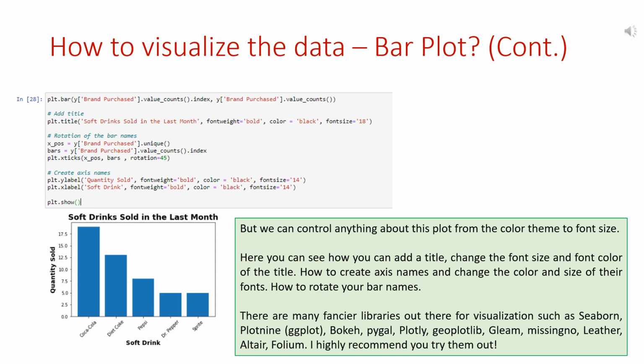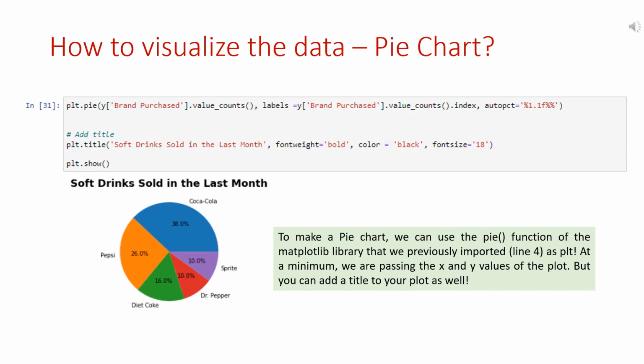There are many fancier libraries out there for visualization such as Seaborn, Plot9, ggplot, Bokeh, Pygal, Plotly, Geoplotlib, Gleam, Missingno, Leather, Altair, Folium. I highly recommend you try them out. To make a pie chart, we can use the pie function of the Matplotlib library that we previously imported, line 4, as PLT. At a minimum, we are passing the X and Y values of the plot. But you can add a title to your plot as well.